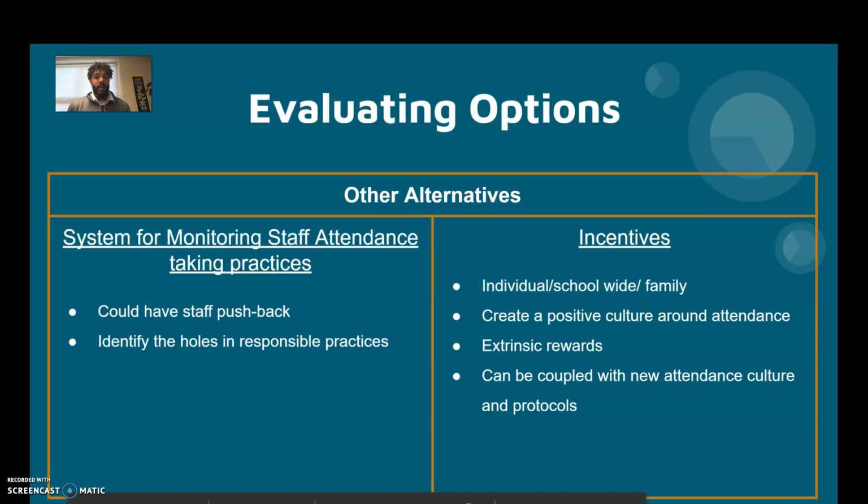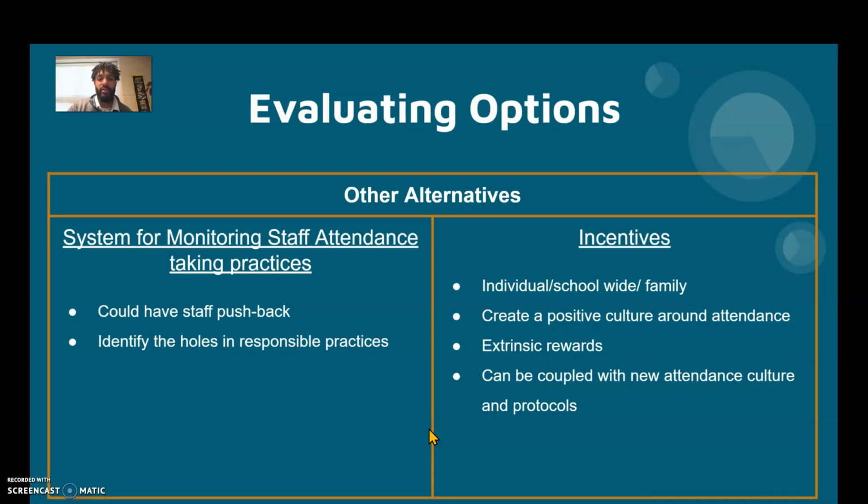Our other two options, monitoring and having some accountability measures put in for staff, could have staff pushback, feeling like they're being watched constantly, and identifying the holes in responsible practices would allow us to identify individuals possibly that are not following protocols. And then by putting in incentives, we would have to think about individual incentives, school-wide incentives, and maybe even family incentives. And funding could end up being a factor in that one. Creating a positive culture around attendance is a pro to that.